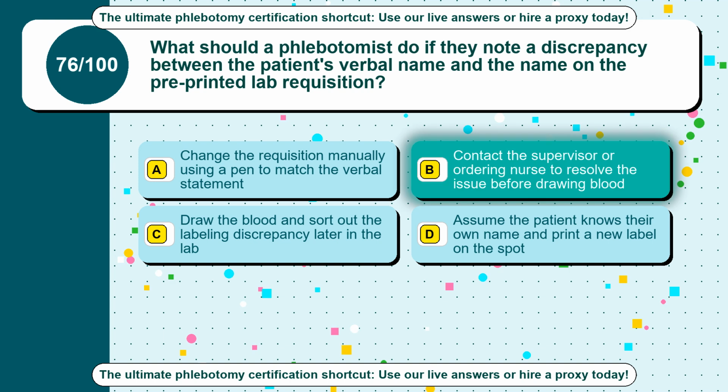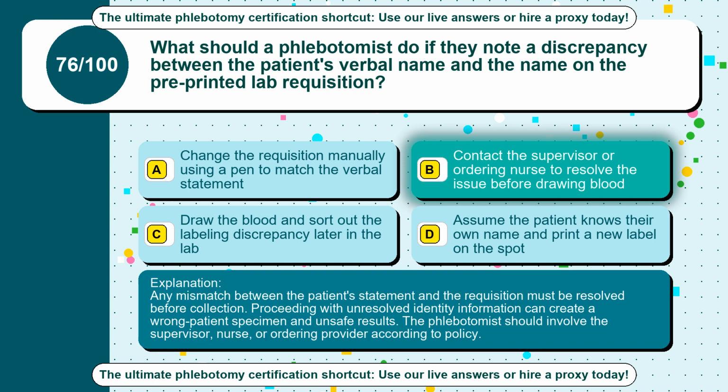The correct answer is option B. Contact the supervisor or ordering nurse to resolve the issue before drawing blood. Any mismatch between the patient's statement and the requisition must be resolved before collection. Proceeding with unresolved identity information can create a wrong patient specimen and unsafe results. The phlebotomist should involve the supervisor, nurse, or ordering provider according to policy.